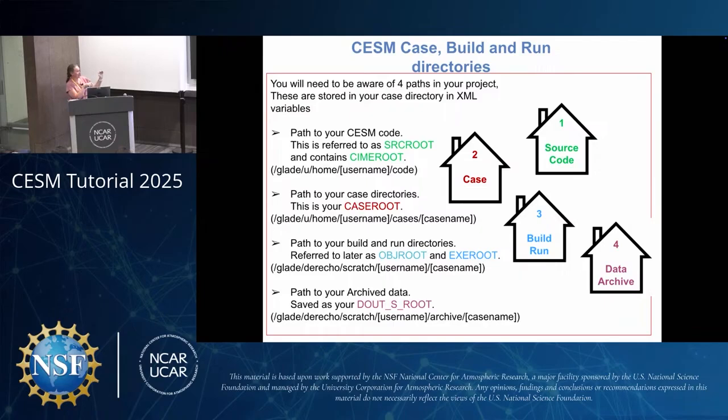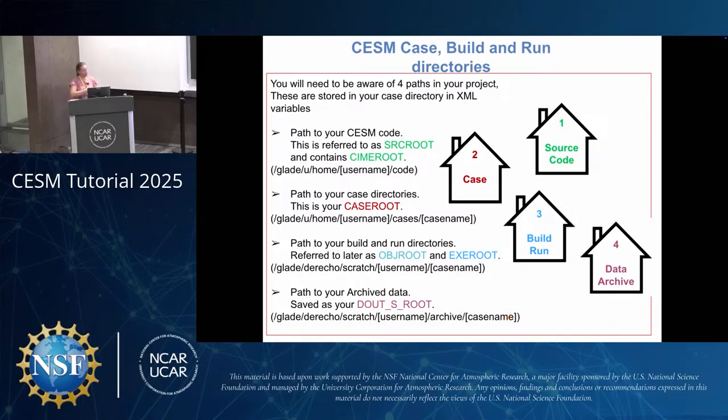And then the data and the actual built files will go into scratch. That's your build and run directory, glade scratch, username, and then the case name. Finally, once the data is archived, it usually goes to the path that's specified in DOUT_S_ROOT. That's an old variable, but it's been around for a long time. And so that's usually scratch, username, archive, and then the case name there.